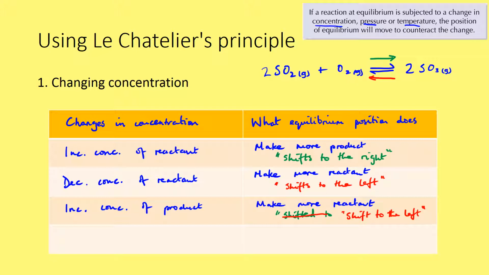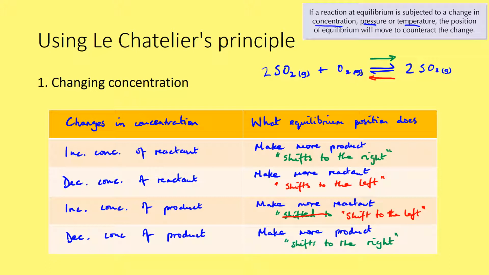Okay, so our last change in concentration that we would do is we could decrease the concentration of product, in which case, we're going to make more product to counteract that change. And making more product is shifting to the right. So the equilibrium position can be said to shift to the right.